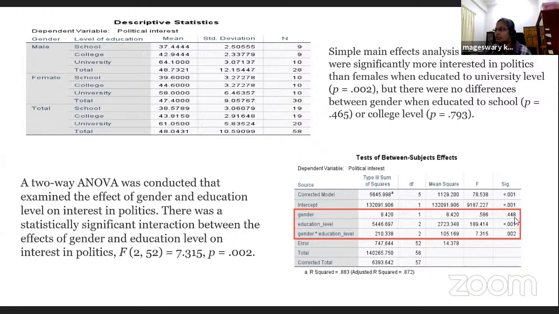For the gender, you are getting 0.448. That means you can reject the first hypothesis if you state there is a significant difference, or there is no significant effect of gender. Now you need to accept the hypothesis there is no significant effect of gender on political interests. I hope you can follow me. The first is gender.